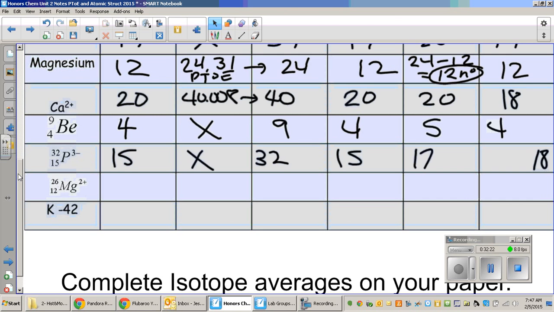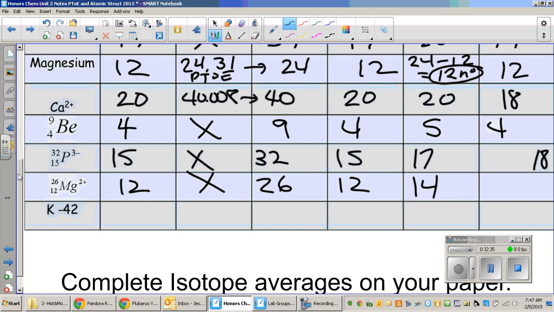Magnesium, we had just done, but I'll run through this again. 12 for its atomic number, so it's its proton number. Atomic mass not needed, but mass number is 26, leaving you with 14 neutrons, because 26 minus 12 is 14. And then previously you had 12 electrons because it was neutral, but seeing it's a 2+ charge, it means you only have 10 electrons.